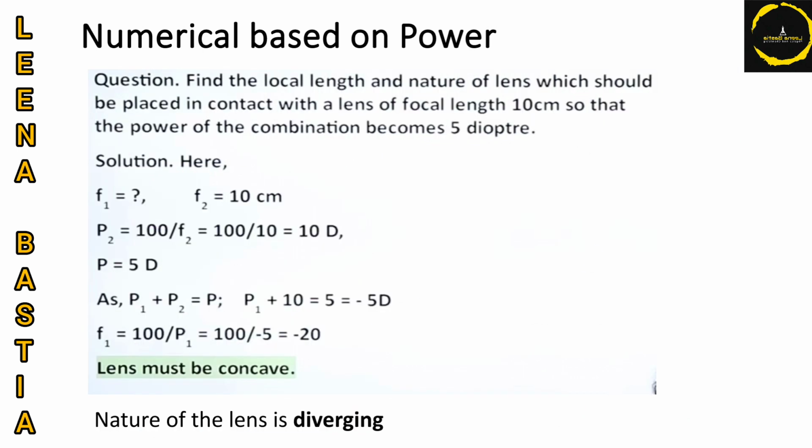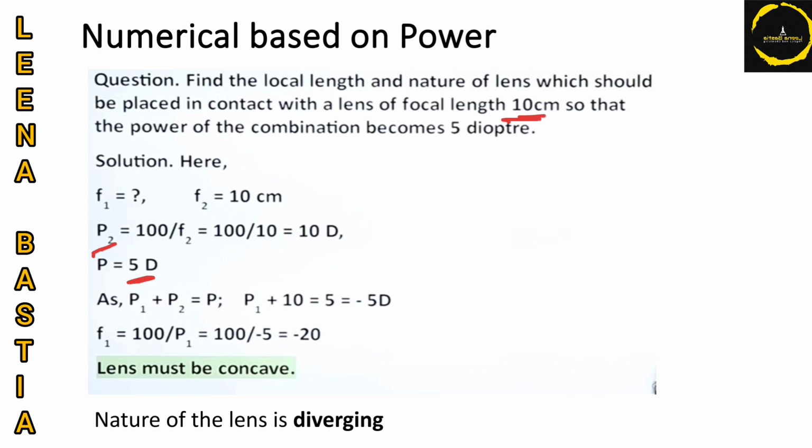Now the next question is asking for the focal length and the nature of the lens which should be placed in contact with a lens of focal length 10 cm so that the power of the combination becomes 5 diopter. That means one of the powers is given and the final power is given. P is given. Suppose P2 is also given. How can you calculate P2? Because the focal length is given.